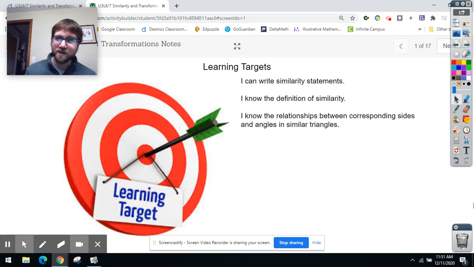Everybody, welcome to Unit 3, Lesson 6 and 7 about similarity and transformations. Here's our learning targets. I can write similarity statements. I know the definition of similarity, and I know the relationship between corresponding sides and angles in similar triangles.